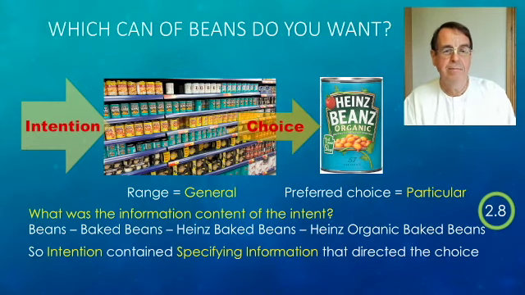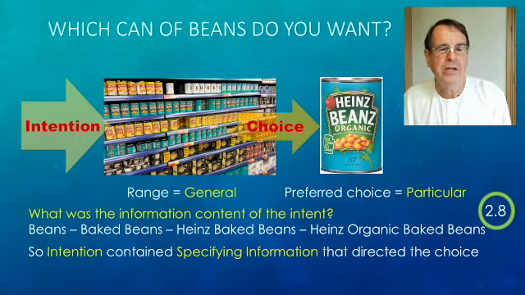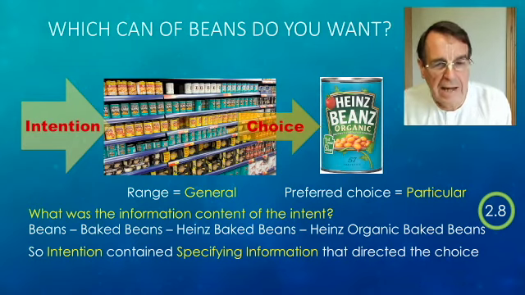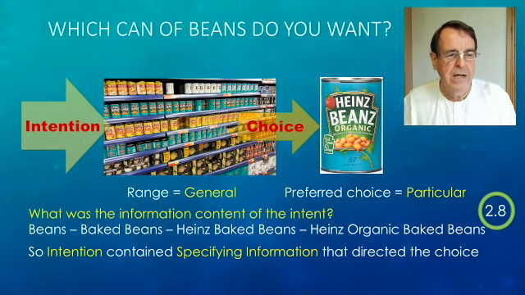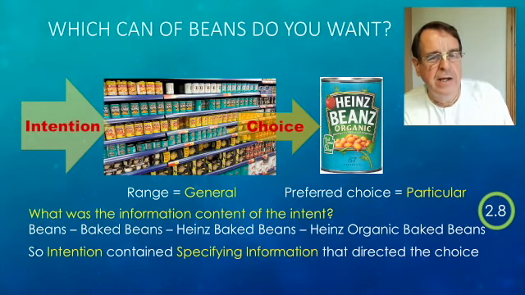Well, as a vegetarian, I wanted beans. If I wanted a meal, beans are a good source of protein, so I'll start with beans. And I wanted a quick meal, so I'm going to go with baked beans. And which of the baked beans am I going to choose? Well, Heinz, they are the best. There are others available, but Heinz still the best. And not just the ordinary Heinz baked beans, but I've gone for the organic ones because I think that's better for the environment. So my choice has been specified because of the information content of my intention. So my intention contains specifying information that directed the final choice.